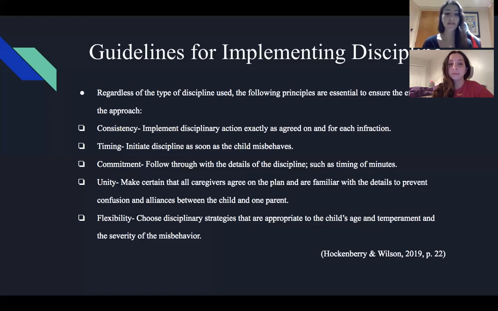And then flexibility: choosing disciplinary strategies that are appropriate to the child's age and temperament and to the severity of the misbehavior. So when choosing a type of discipline, it's important to consider a child's personality, temperament, and behavior. It's important to also keep in mind that each child is different. So if there are multiple children in the household, each child, of course, has their own personality. So when a parent is choosing a discipline, it's important to consider certain factors because one type of discipline might not work for every single child.